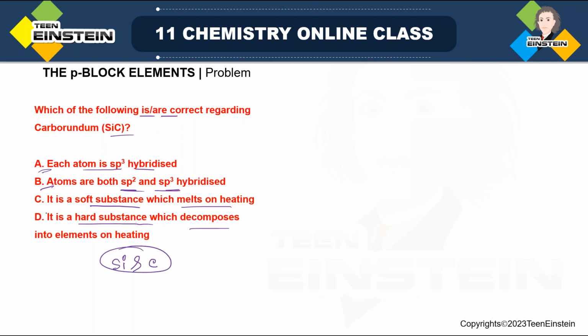Now again C and D, these two together cannot be correct. So either one of them will be correct. Now which one of these is correct? Obviously it is a hard substance. It is not a soft substance because there is a large network structure. So among A and B, A is correct. Among C and D, D is correct. So these two are correct characteristics regarding carborundum.